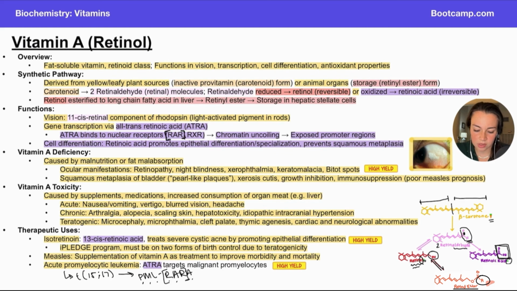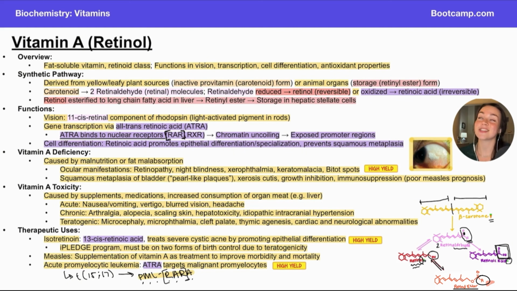Remember, all-trans retinoic acid binds to that RAR, and so we can use our all-trans retinoic acid to target those malignant promyelocytes that have that malignant fusion retinoic acid receptor. So acute promyelocytic leukemia, APML, is the only cancer that we can treat with a vitamin. We treat it with vitamin A. It's the all-trans retinoic acid, which is a retinoid. That should be crazy to you that we can do that.